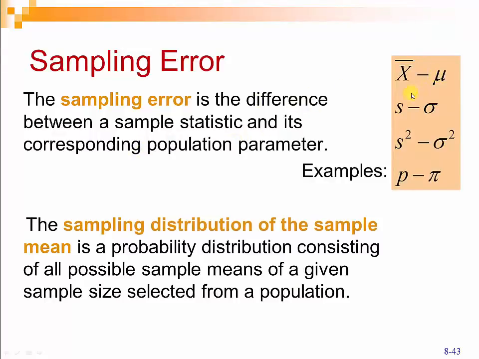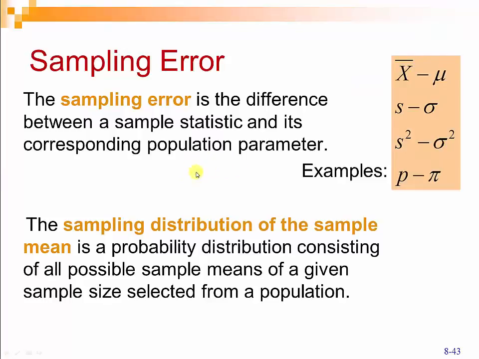and we had a population mu of age 25, and we sampled 10 of those students, and we get an X bar, or our sample statistic of the mean, and we find that it's 23. So the mu was 25 and the X bar is 23, so we have a -2 as our sampling error.